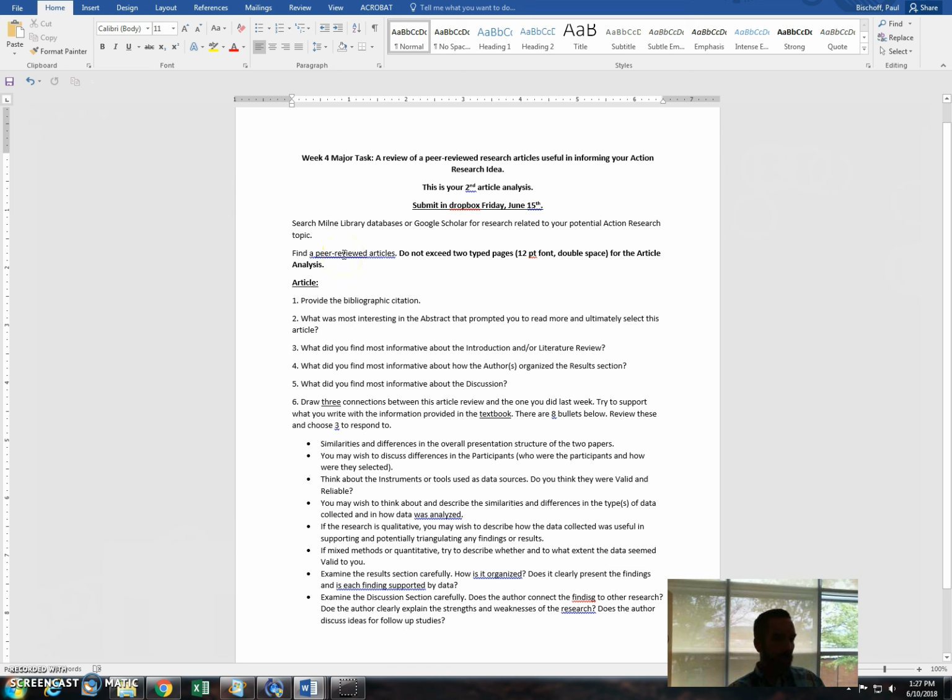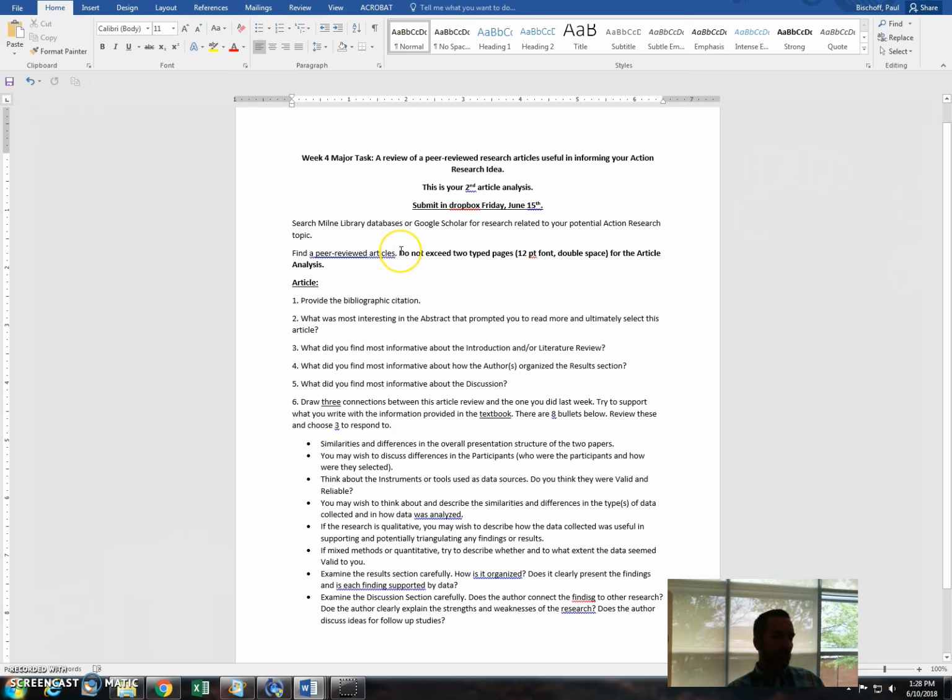So make sure that you find a peer-reviewed article. When you're in the Milne Library database searching for an article, make sure that you click peer-reviewed. Peer-reviewed means that experts in the field have read the manuscript and provided feedback, and essentially vetted it for quality and acceptance before it was published in the journal. So if you're looking in a mathematics education journal, for example, the peers who reviewed that would be mathematics educators with expertise in a particular field.